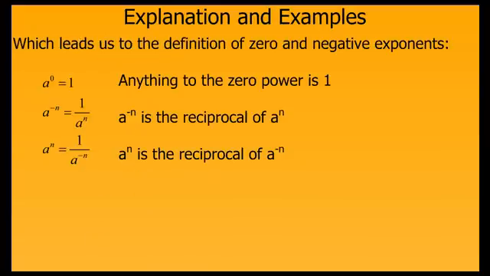This leads us to our definition of zero and negative exponents. Any number or variable raised to the 0 power is going to equal 1. Anything raised to a negative exponent is going to be the reciprocal of that same base raised to that positive exponent. Like our previous example where 2 to the negative 3 is the same as 1 over 2 to the positive 3. Likewise, you can think of a number raised to a positive exponent as the reciprocal of a number raised to a negative exponent.